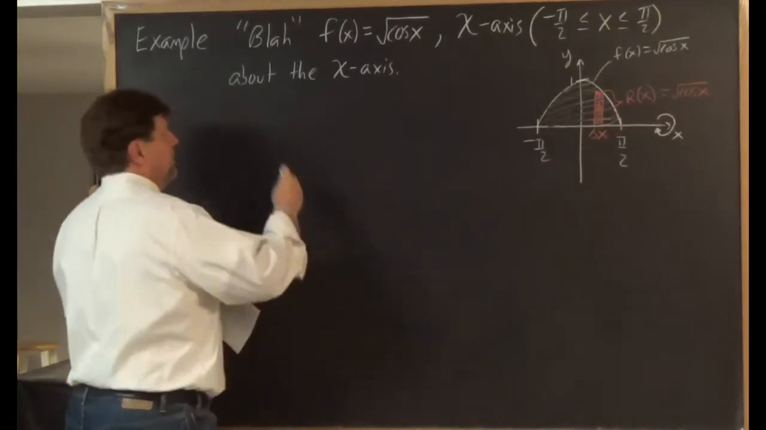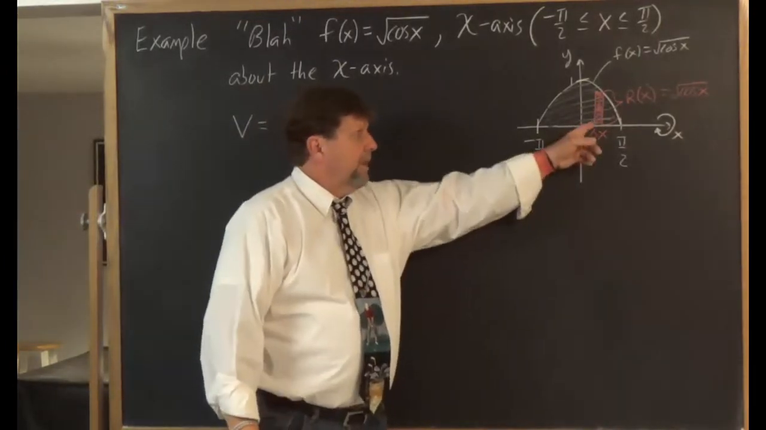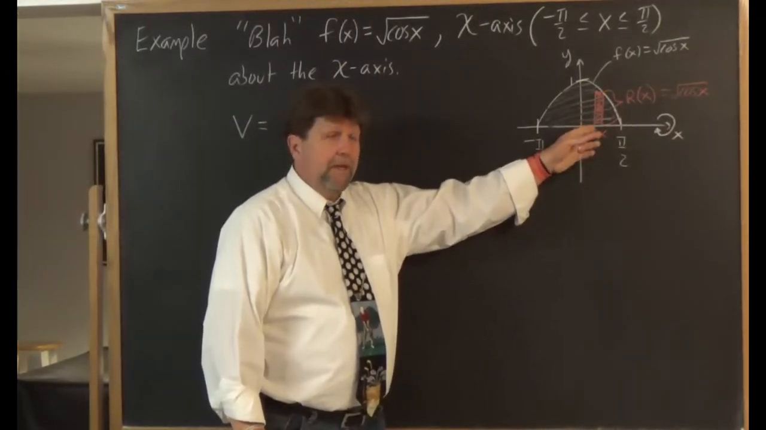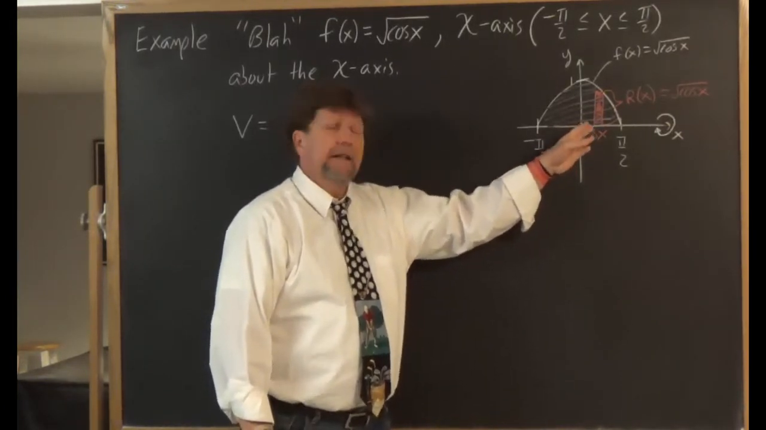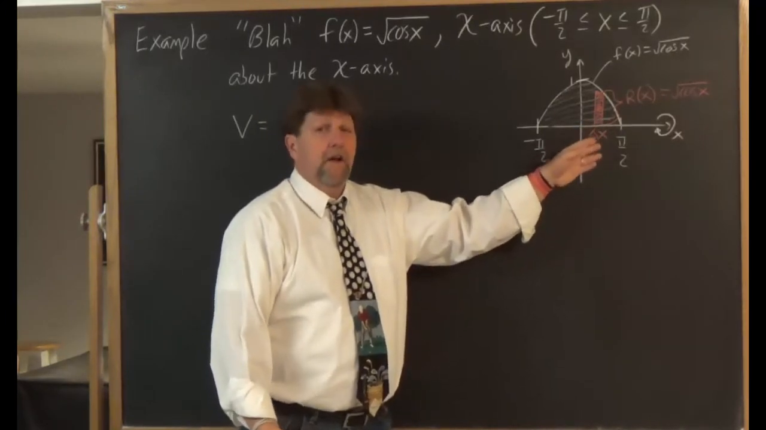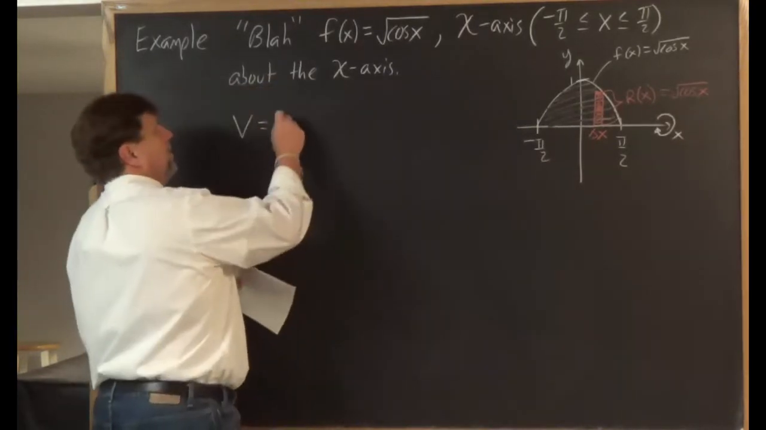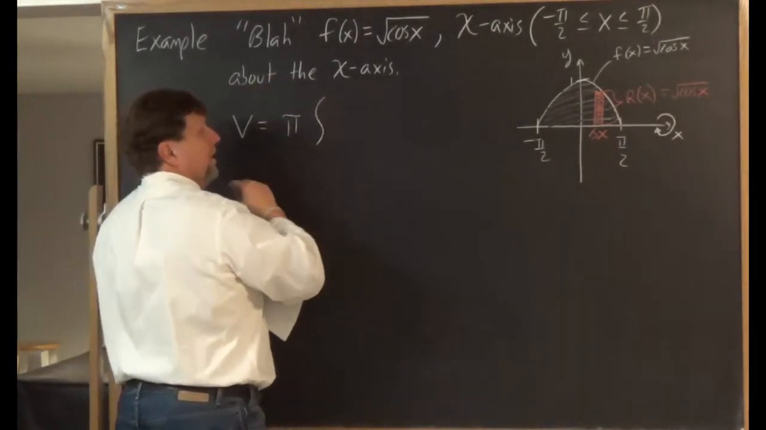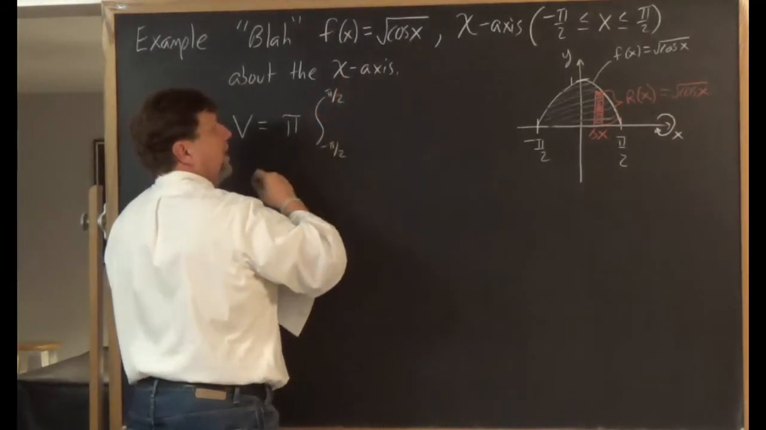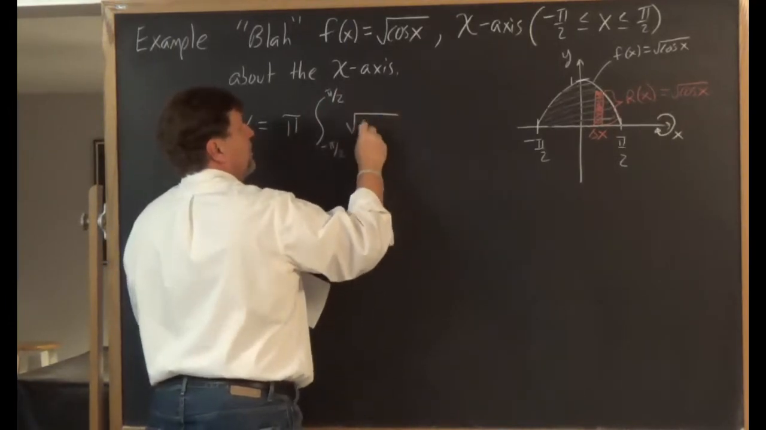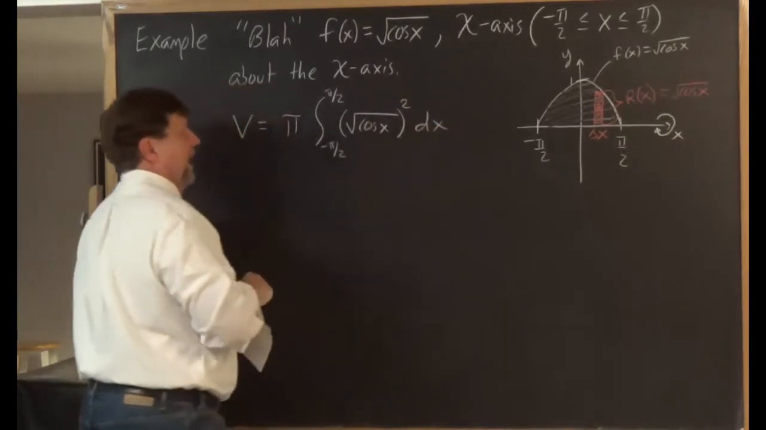So the volume, using the disk method, because note, one more time, let's notice this. That representative rectangle is perpendicular to the axis of revolution, the x-axis, and it's touching or resting on the axis of revolution. That tells me disk method. So the volume is pi. Limits of integration, negative pi over 2 to pi over 2. Big R, square root of cosine x squared dx.